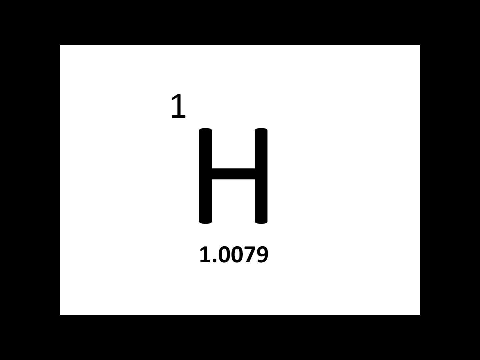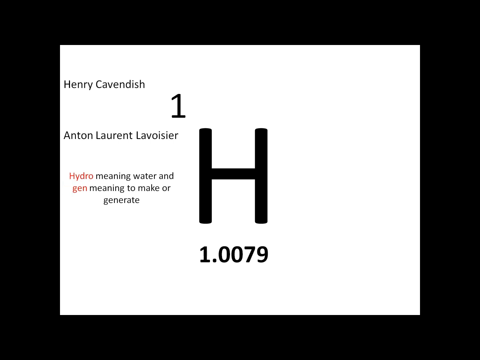Hydrogen was discovered by the English physicist Henry Cavendish in 1766. He discovered that it forms water when burned in the presence of oxygen. It was given its name by Anton Laurent Lavoisier due to this fact. Hydro, meaning water, gen, meaning to make or generate.